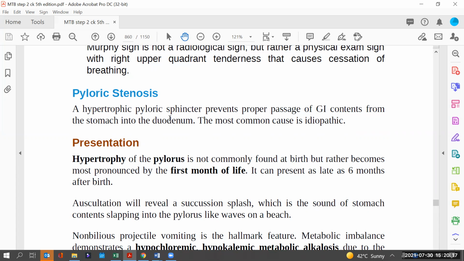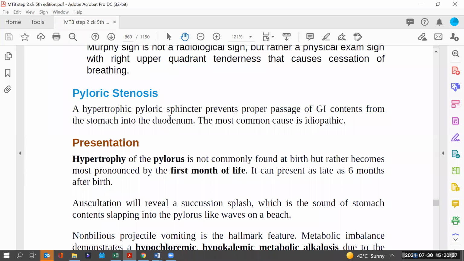We don't know exactly. That's idiopathic. There can be many reasons, and you may see in your patient that the patient presents with pyloric stenosis. There is no definitive cause by which we can say, okay, this is the cause. That's why this sphincter is hypertrophied and narrows the passage between the stomach and the duodenum.